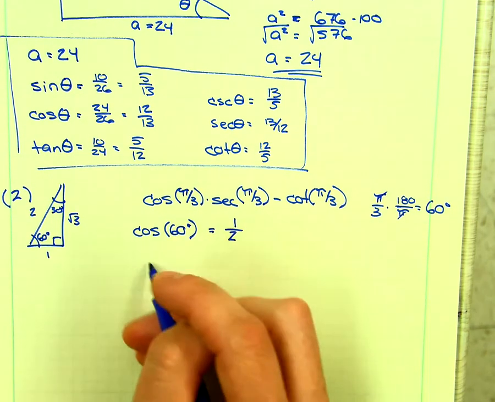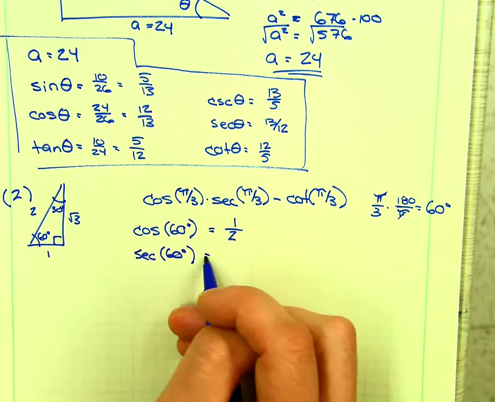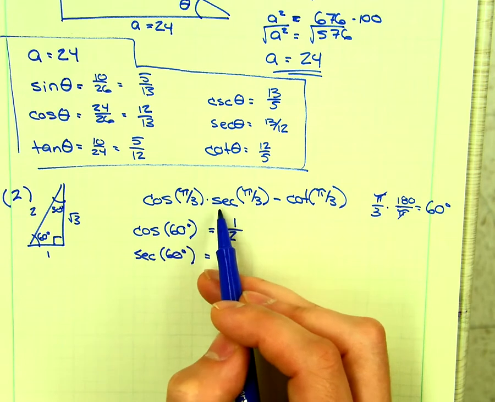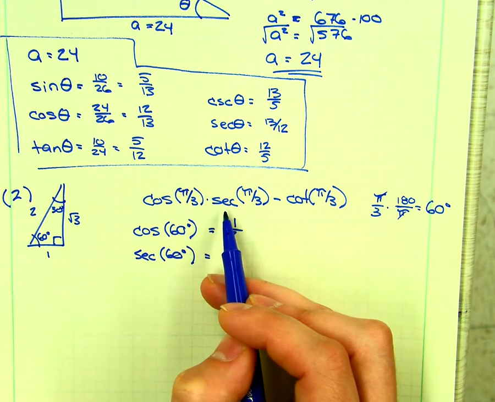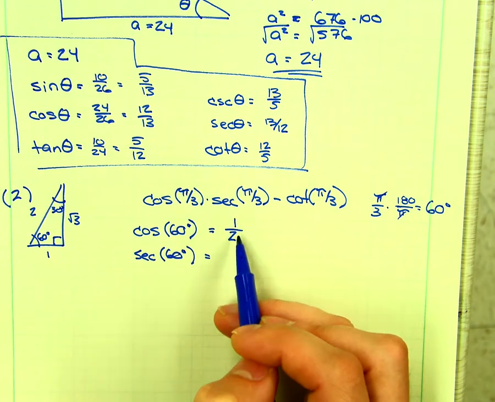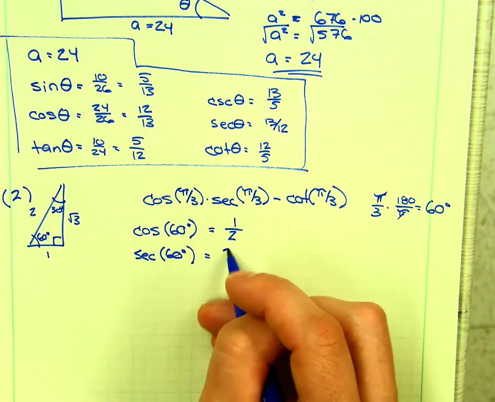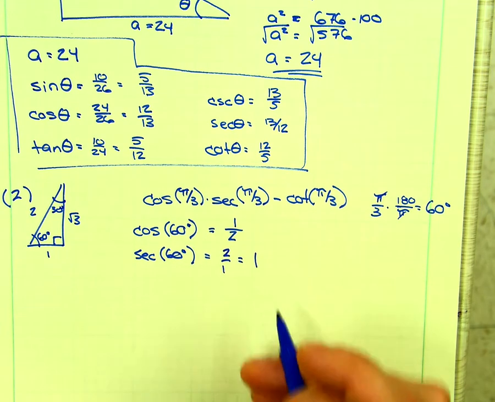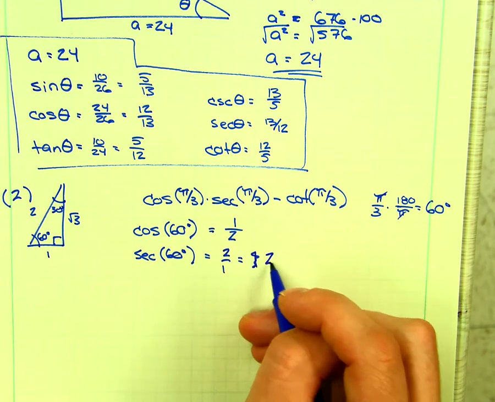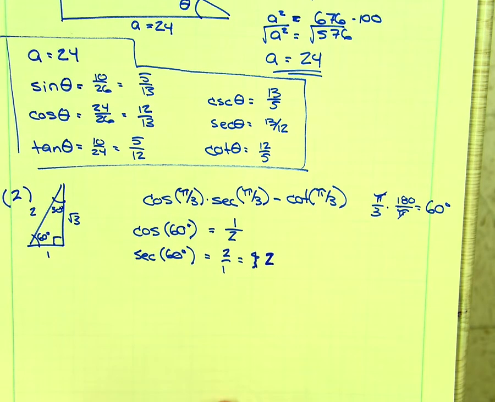Now the secant of 60 degrees. This is just going to be equal to, if I remember, the secant is just 1 over the cosine, or the reciprocal of the cosine. So I know the cosine is 1 over 2 at 60 degrees. So the secant of 60 degrees is going to be 2 over 1, which I can simplify down to 2.